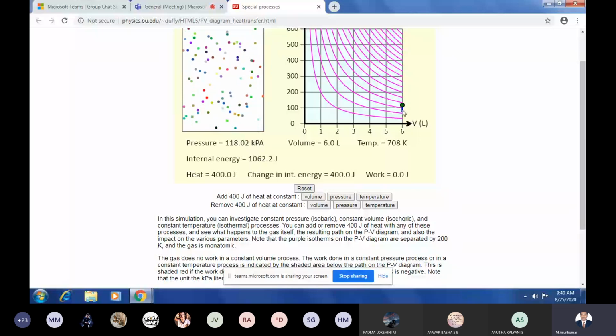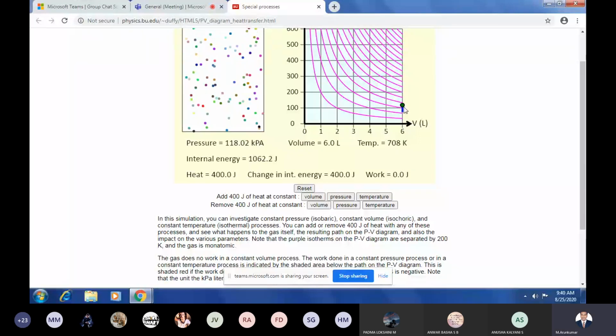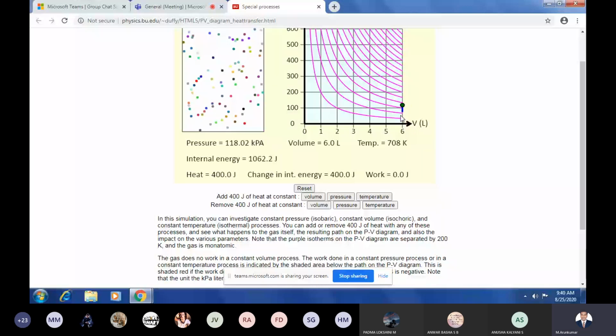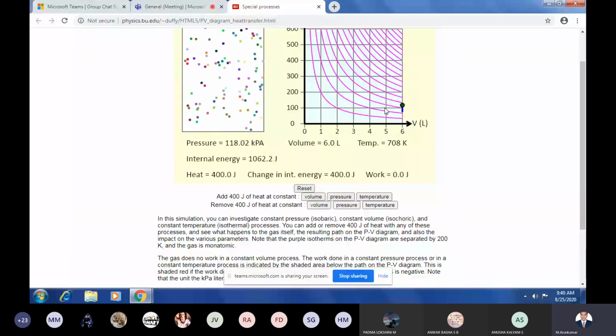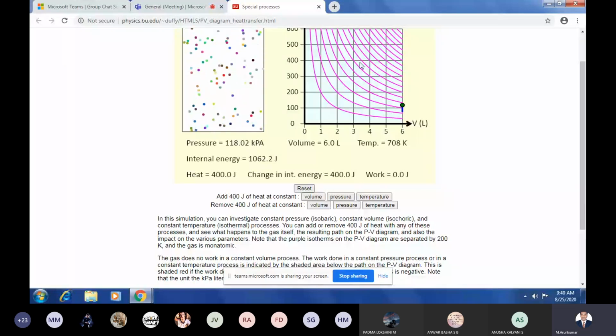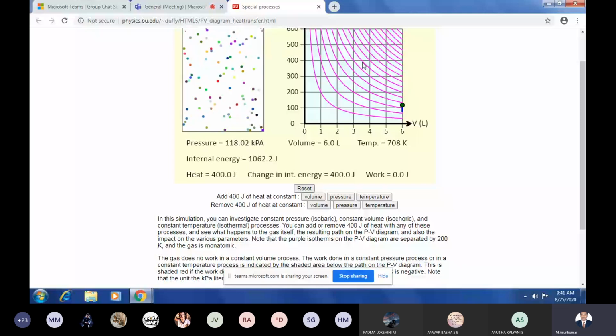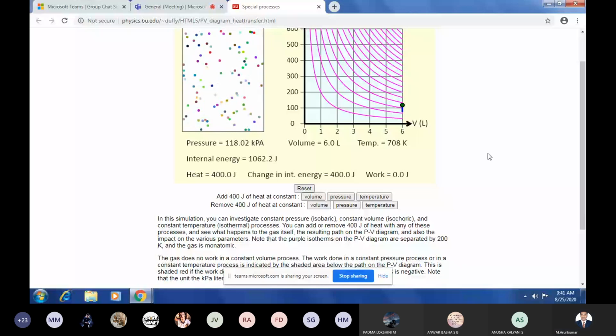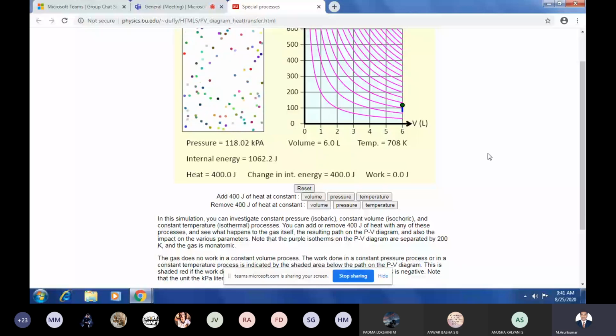So the path traveled by the system is called a path function, right? The path may be constant pressure or constant volume or isothermal, or some other adiabatic process or reversible process, that may be different. So how the system goes from one point to another point is called a path function. So this is all we wanted to discuss.